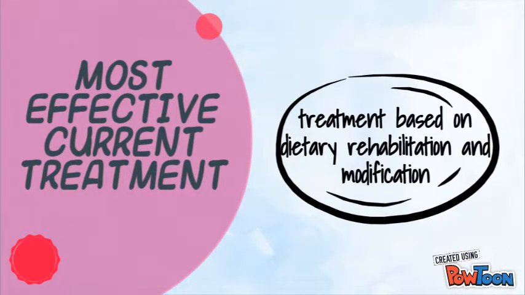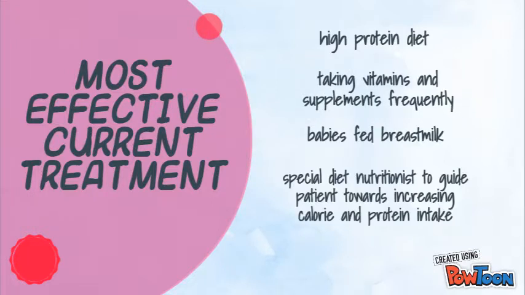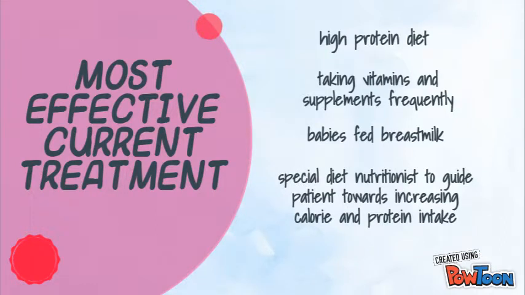Kwashiorkor treatment is mainly built upon dietary rehabilitation and modification. A person with Kwashiorkor could follow a high-protein diet, take vitamins and supplements often, and in the case of infants who have not yet reached feeding stage, be routinely fed breast milk. Treatments administered by a nutritionist may involve special diet therapy that gradually guides a patient towards increasing their calorie and protein consumption.